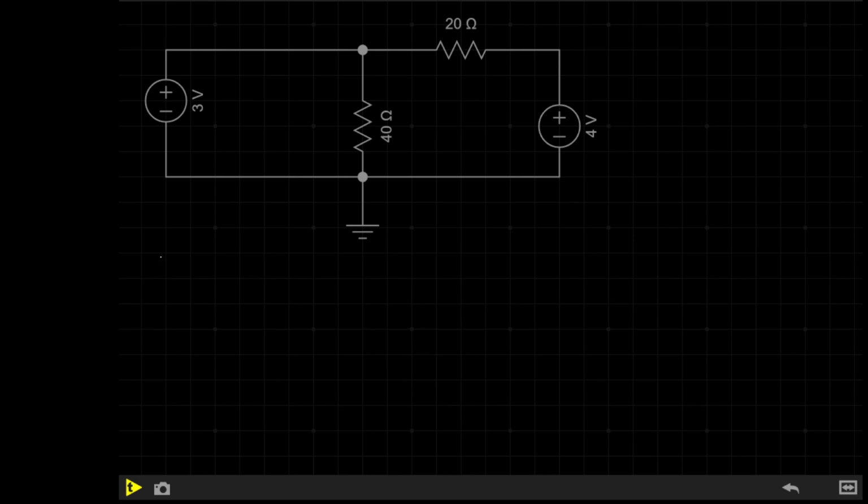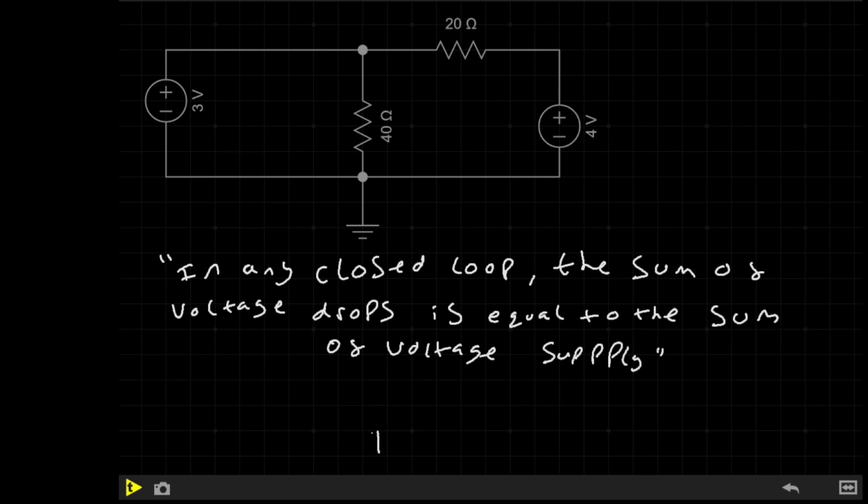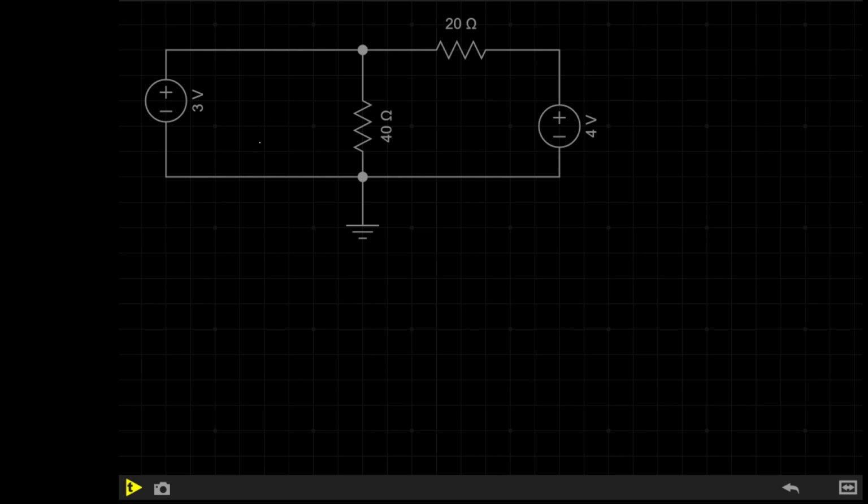Kirchhoff's voltage law states that in any closed loop, the sum of voltage drops is equal to the sum of voltage supply. Now, what that means is if I draw a simple circuit with just a DC power source going through one resistor and then looping back around, say this is a 3 volt supply, the sum of voltage drops must be equal to the sum of voltage supply. So because this is a closed loop and there is a 3 volt supply, the drop across the resistor must be 3 volts. Now let's look at our circuit and use Kirchhoff's laws to analyse it.